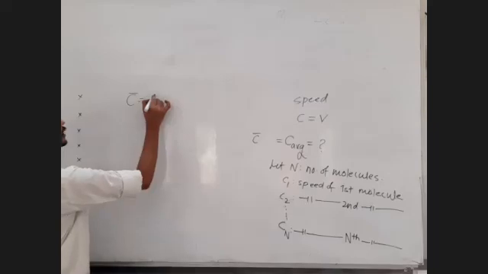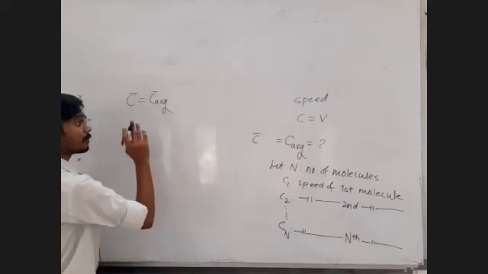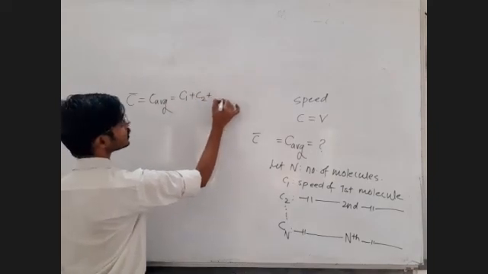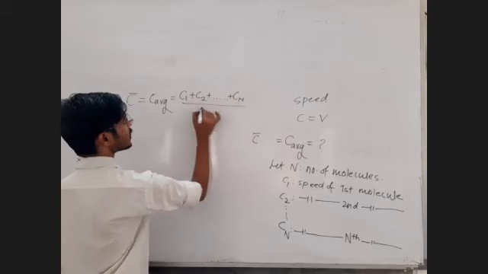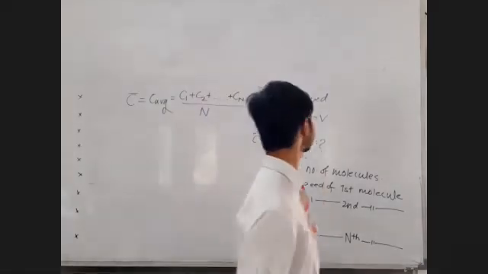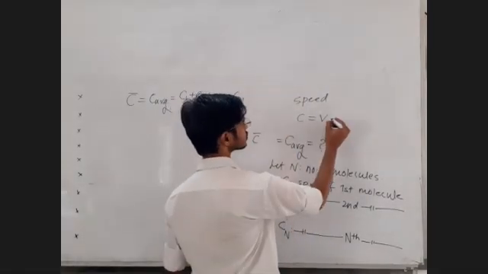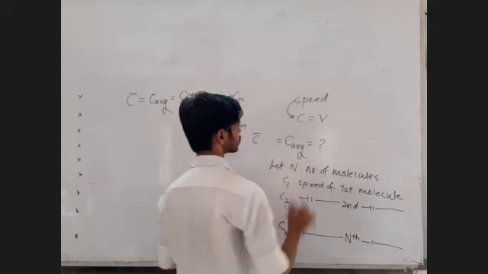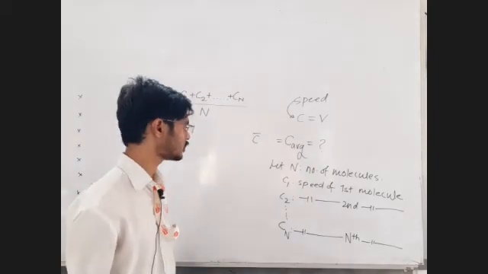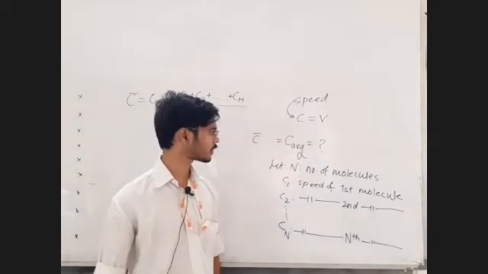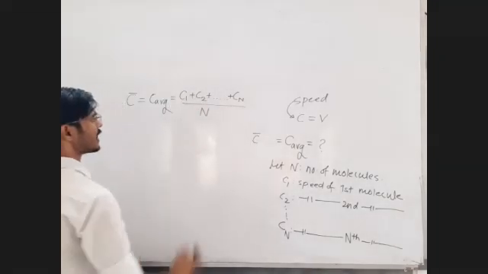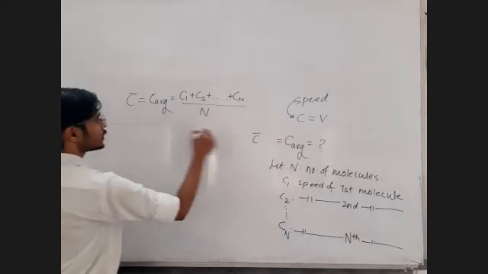So how to find the average value of the speed? C bar or c average, some people may use v average, no problem, equals c1 plus c2 plus c3 plus c4 up to cn, divided by the total number of molecules. Is this simple? It is this simple. Average speed of a gas, or average speed of gas molecules: there are N number of molecules, each one having different speed. Then what is the average speed of a gas molecule? It is the addition of speeds of all the molecules divided by N. First point is clear.